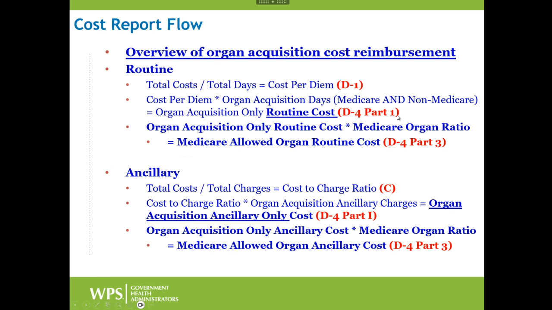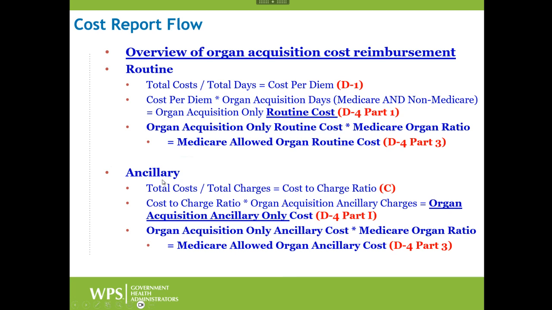That's D-4 Part 1. Then we multiply that by the Medicare organ ratio, and that's the final step to get down to Medicare allowed organ acquisition routine cost. D-4 Part 3 is where that's handled. We'll see that in just a bit.